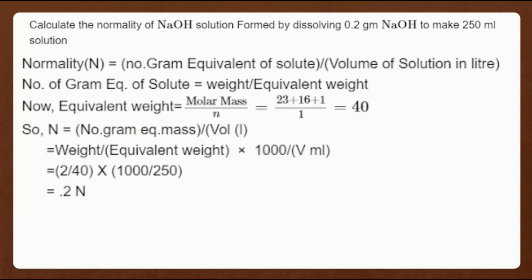Calculate the normality of NaOH solution formed by dissolving 0.2 gram of NaOH to make 250 ml of solution. Normality is equal to number of gram equivalents of solute by volume of solution in liters. Number of gram equivalents of solute is equal to weight by equivalent weight. Therefore, equivalent weight is equal to molar mass by n, which is equal to 23 plus 16 plus 1 by 1, which is equal to 40. Therefore, normality is equal to 0.2 by 40 into 1000 by 250, which is equal to 0.02 normal.